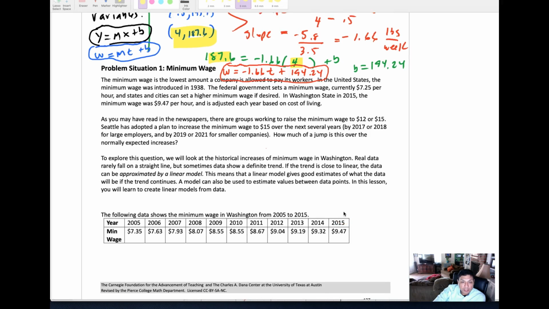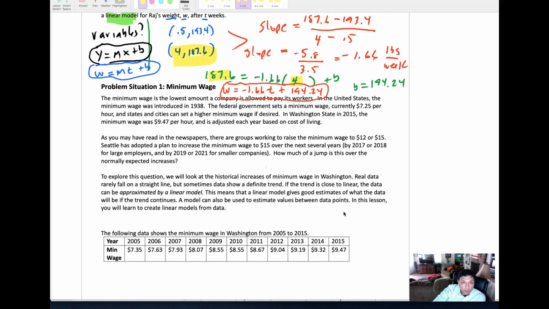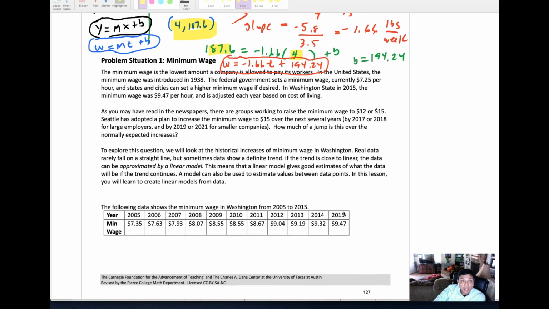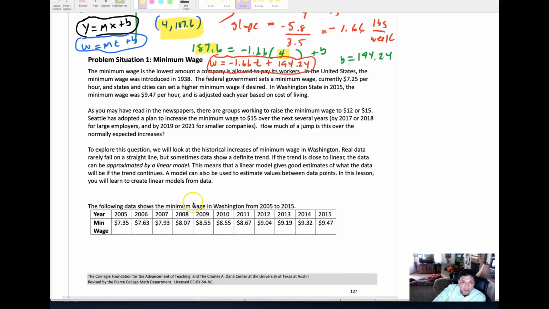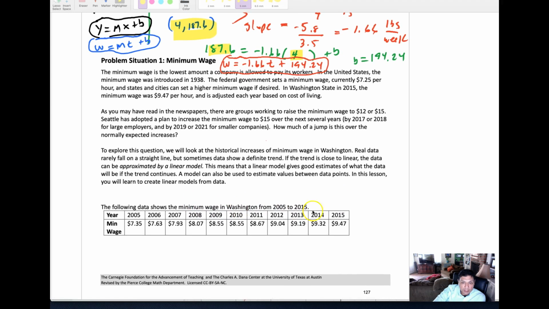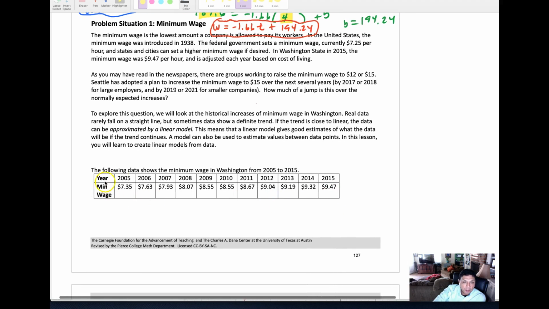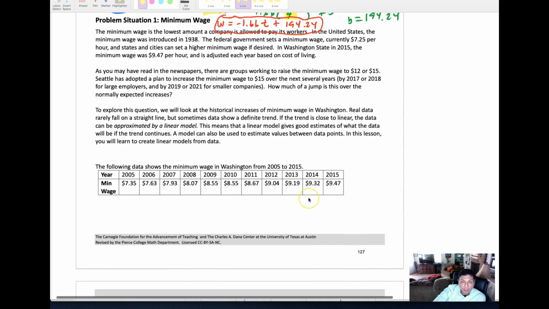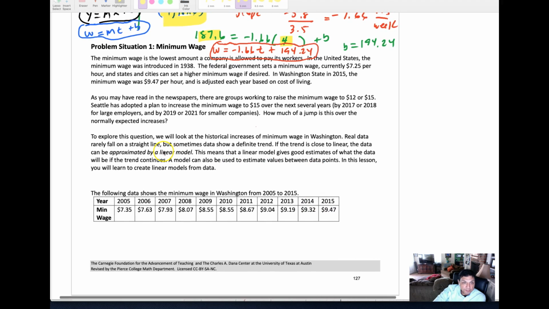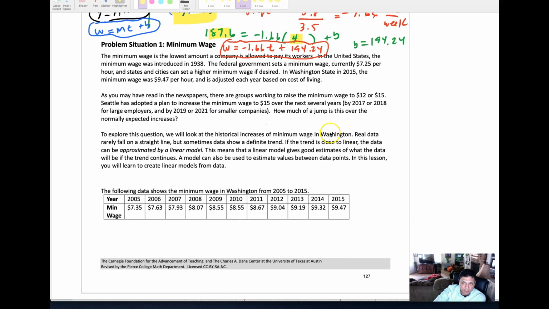Okay, continue on with lesson 3-4. Lesson 3-4 from the lesson book. We're going to look at a problem situation. Here's an example of data. This is of the federal minimum wage from 2005 to 2015. So you can see the year and then what the minimum wage was or is for that year. It's currently a hot topic right now in terms of raising the minimum wage.